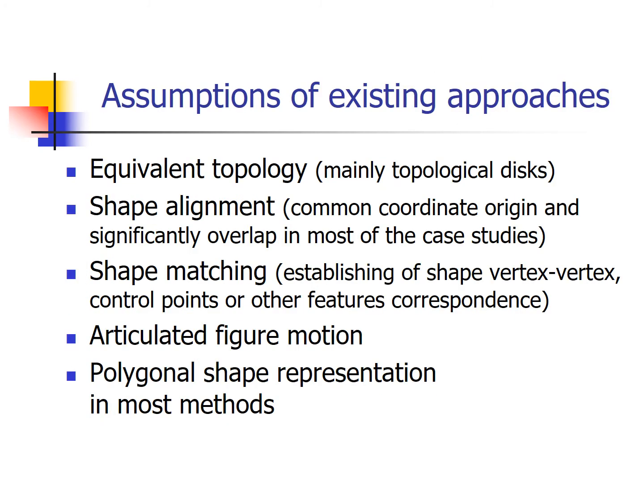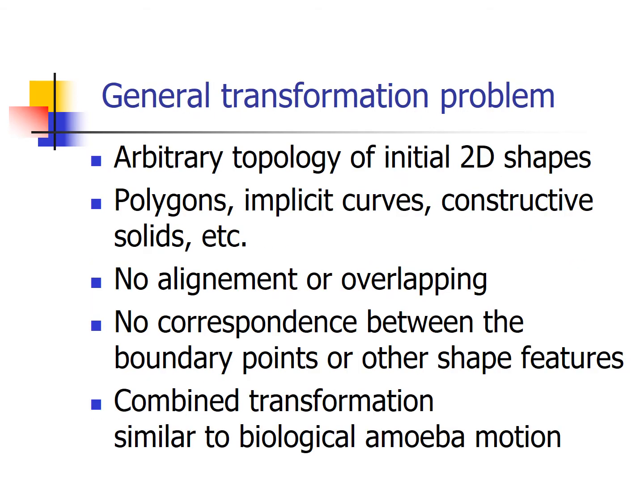These existing approaches are based on one or several of the following assumptions. Equivalent topology, mainly topological disks or balls are considered, polygonal shape representation, shape alignment, when shapes have common coordinate origin and significantly overlap in most of the case studies, possibility of shape matching, establishment of shape vertex-vertex, control points or other features correspondence. The resulting transformation should be close to the motion of an articulate figure. The specific aspects of the shape transformation problem considered in this lecture and solved by the proposed method.